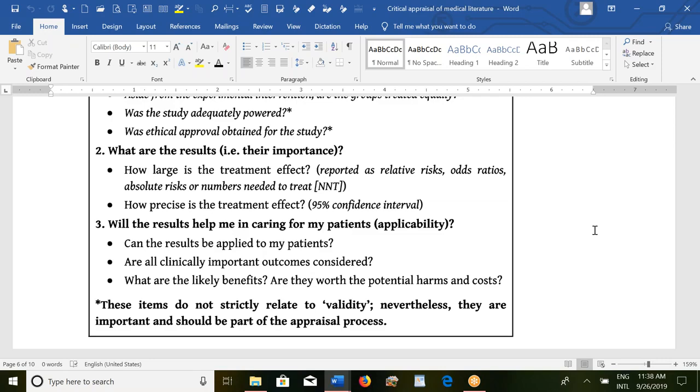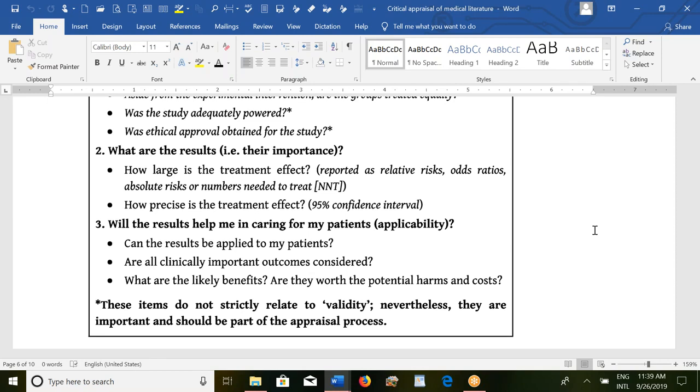Then, how precise is the treatment effect? Precision means that you look at the 95% confidence interval. If the 95% confidence interval is very large, it means that the results are not so good, because they are spread over a large range. A narrow confidence interval means that the results are more precise.